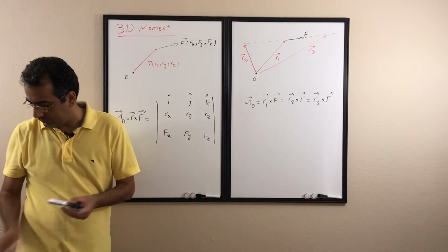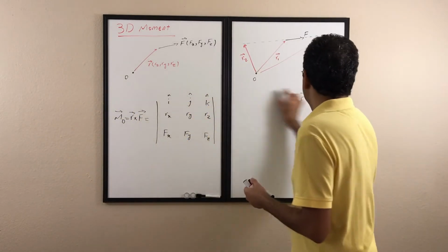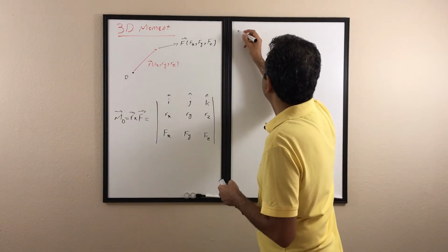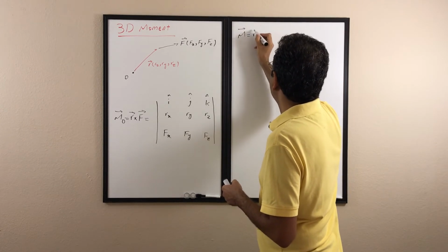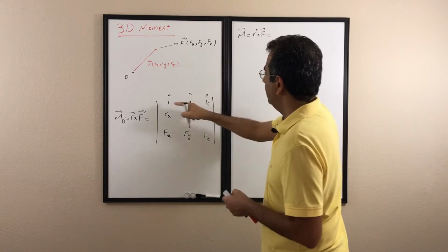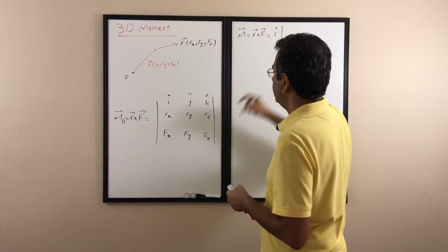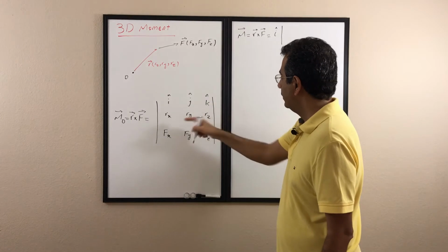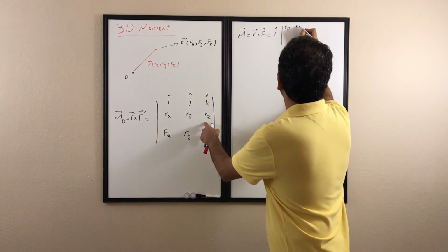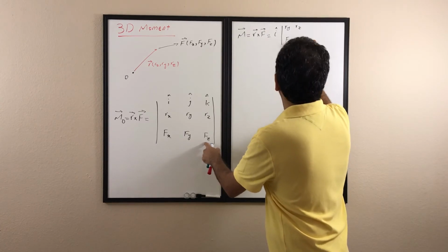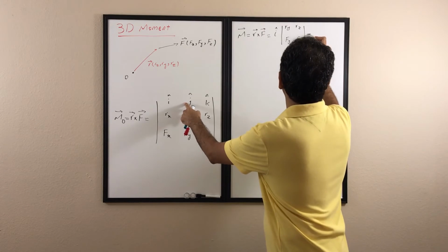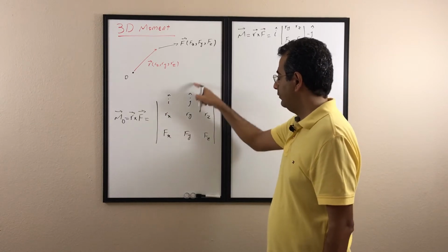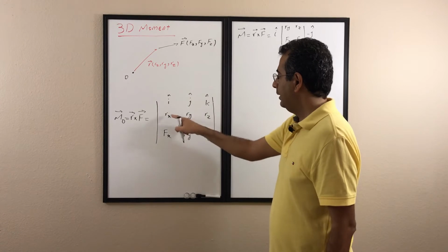And if I calculate that cross product, M is R cross F, so it's going to be i, and then we remove the row and the column that i is in, and write whatever is left. So it's going to be Ry, Rz, Fy, Fz, then minus j. So we write the j and then we cross out the row and the column that j is in, and put whatever remains.